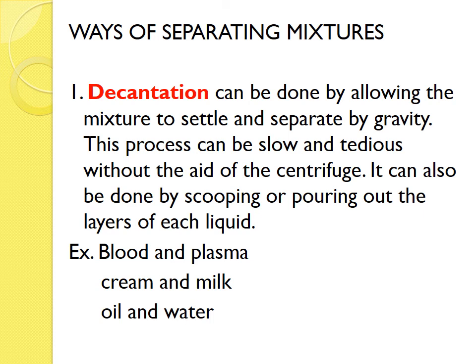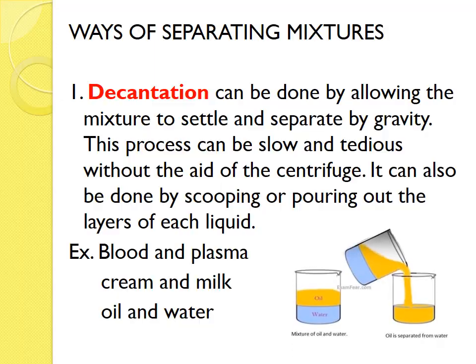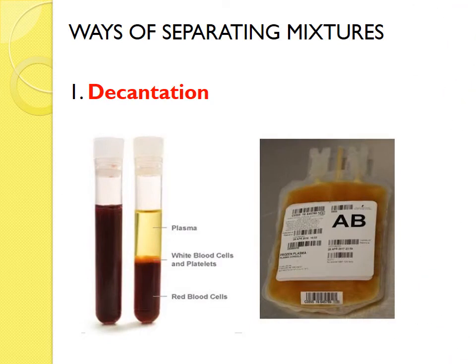It can be done by allowing the mixture to settle and separate by gravity. This process can be slow and tedious without the aid of the centrifuge. It can also be done by scooping or pouring out the layers of each liquid. Examples of mixtures that can be separated through decantation are blood and plasma, cream and milk, oil and water. An illustration on how we can separate the plasma from the blood cells through decantation.